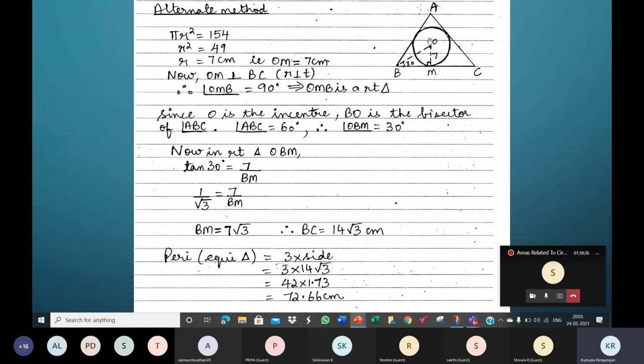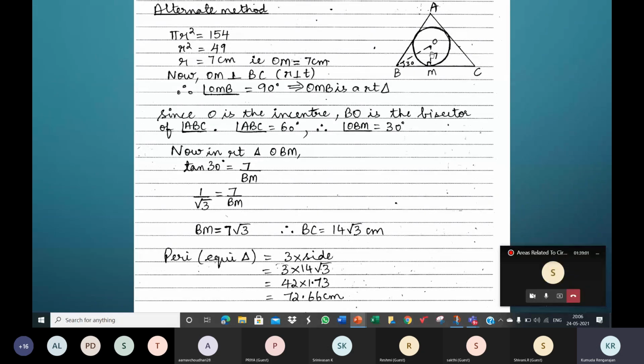Similarly, when you join O to A, when you join the incenter to the vertex, that will be the angular bisector of A. So 60 degrees, 30, 30. Same thing here. When you join the incenter to C, angle C is 60 degrees. OC will be the bisector of angle C. So 30, 30. So see here, we want to use trigonometry.